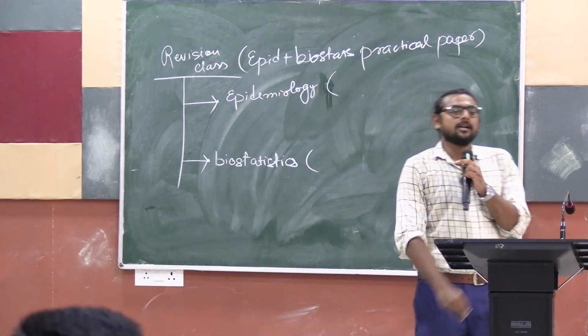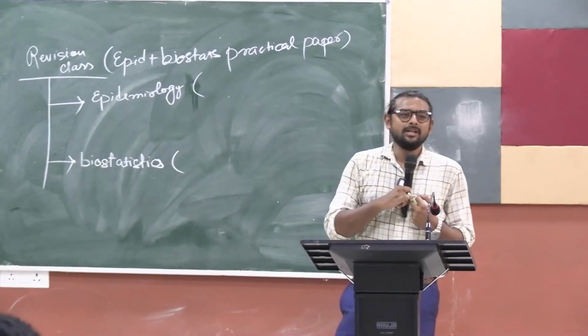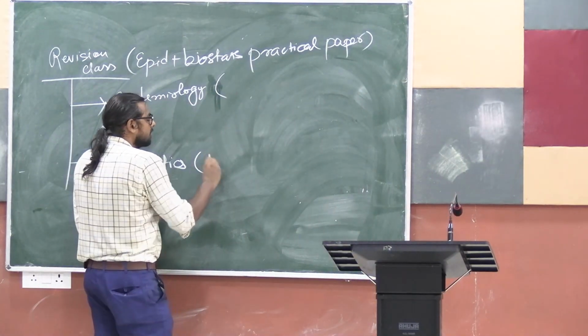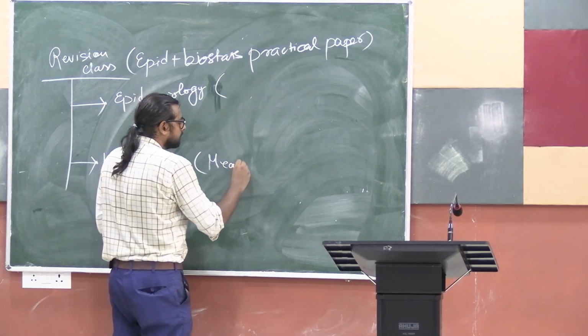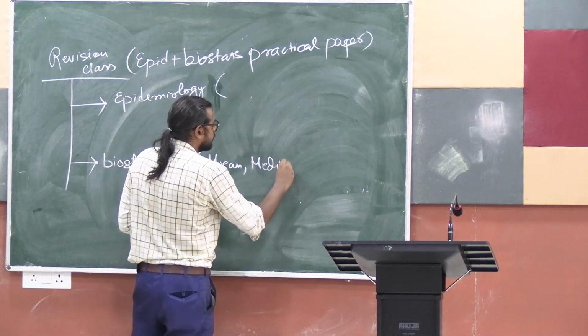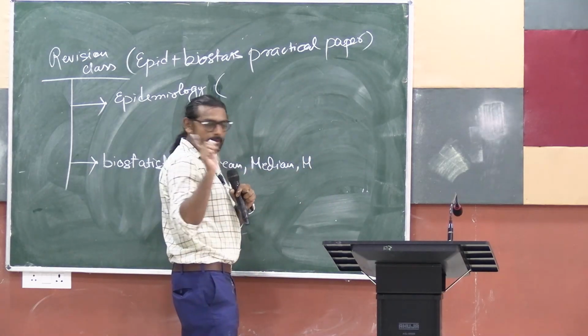So what are the type of problems that come in our biostatistics question paper? Mostly mean, median, mode, SD and all, right? So I'll write them down. We have our mean, median, mode. Am I audible? I'm audible, right?